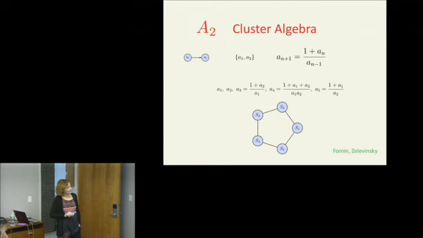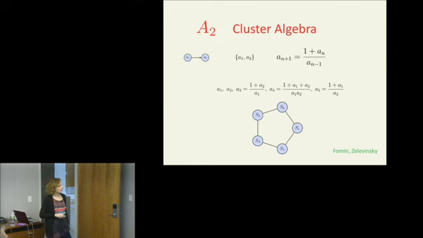A4 is (1 + A3) over A2. If you do this, plus 1, you get this. A5 is (A4 + 1) over A3. And now it turns out that it stops. If you do (1 + A5) divided by A4, you get back A1. So this is called the simplest A2 cluster algebra. Why A2? Because this is the Dynkin diagram for A2.